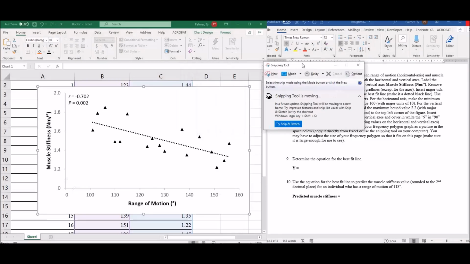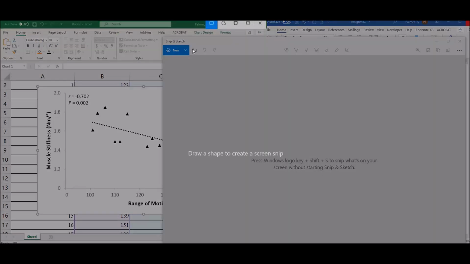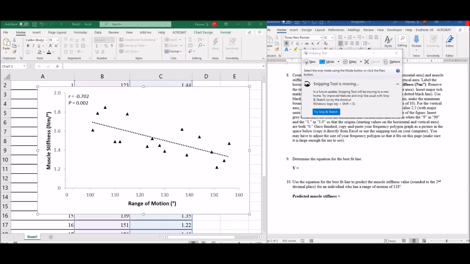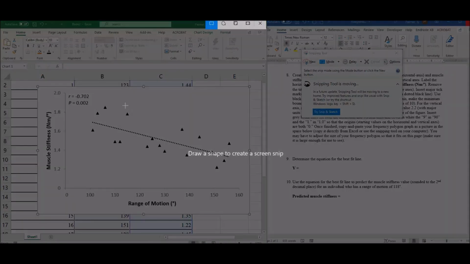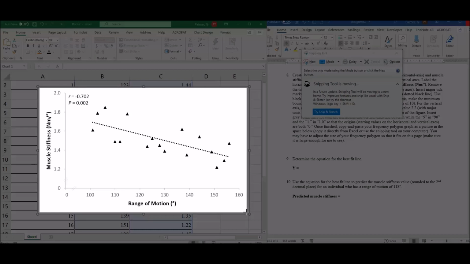And let's see, let's move this out of the way. Yeah, let's do this. Click on new. Trying to click on new here. Okay, here we go. I had windows popping up in my way, so just make sure you get all those windows out of your way before you do the snipping.